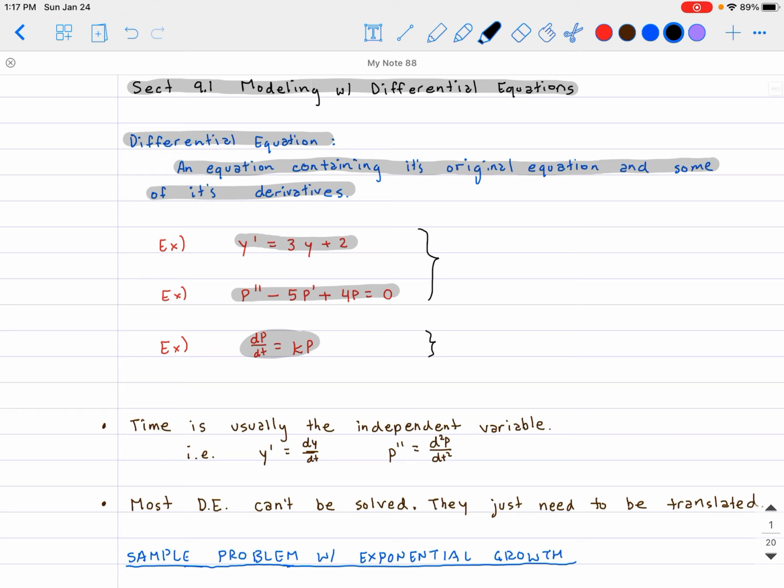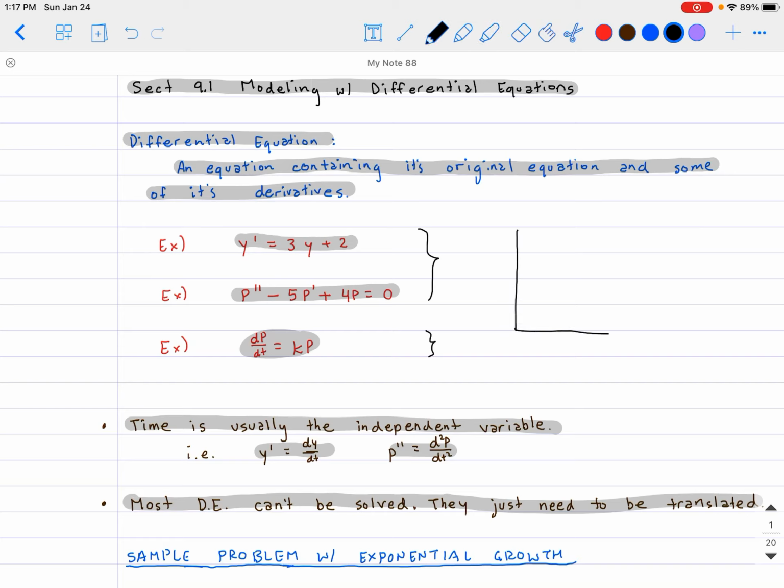Now, the thing about these differential equations is, for one thing, like I said, time is usually the independent variable, and these are some examples of it. Most differential equations can't be solved. They just need to be translated. So about 10 years ago, when I took this course with a college professor, as a refresher, the best analogy that he gave me is the following. Let's say that you have a board over here, and that represents all the differential equations that you can set up in the world.